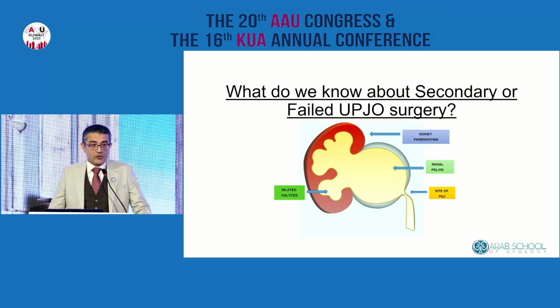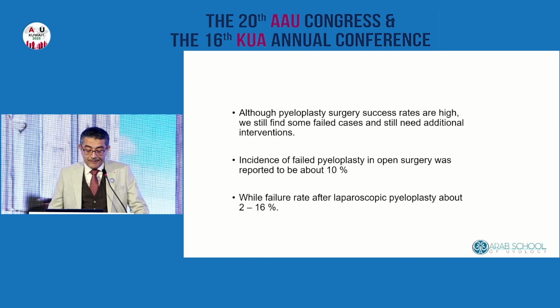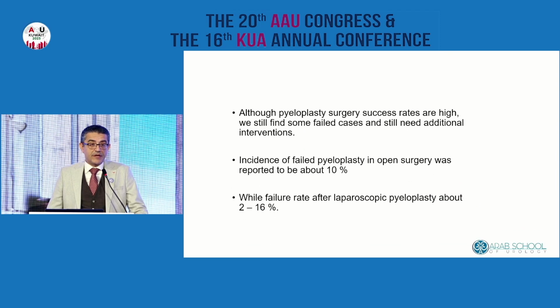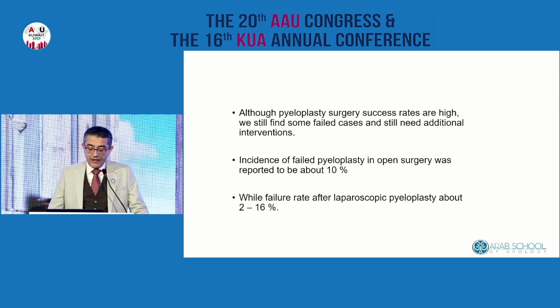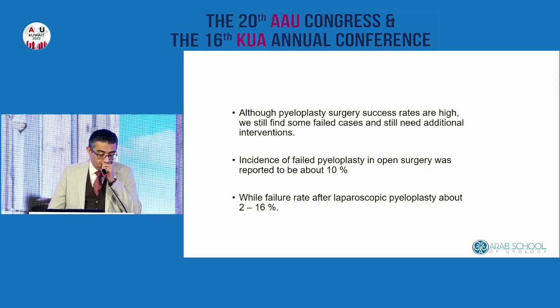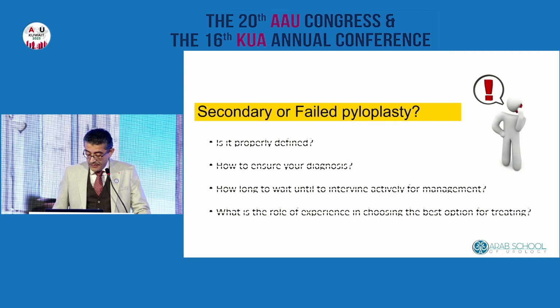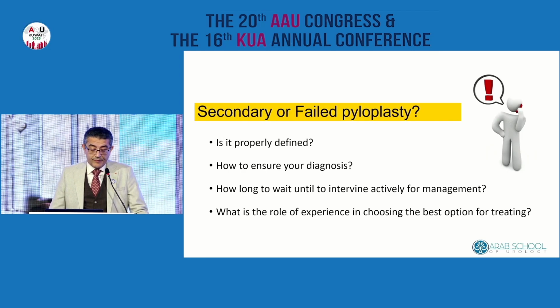First of all, we need to define what do we know about the secondary or failed UPJO surgery. If we can decide if it is a problem and we are facing it, and sometimes we know that the incidence of the failed pyeloplasty in open surgery was reported to be more than 10%. While the failure rate after laparoscopic pyeloplasty is about from 2 to 16%.